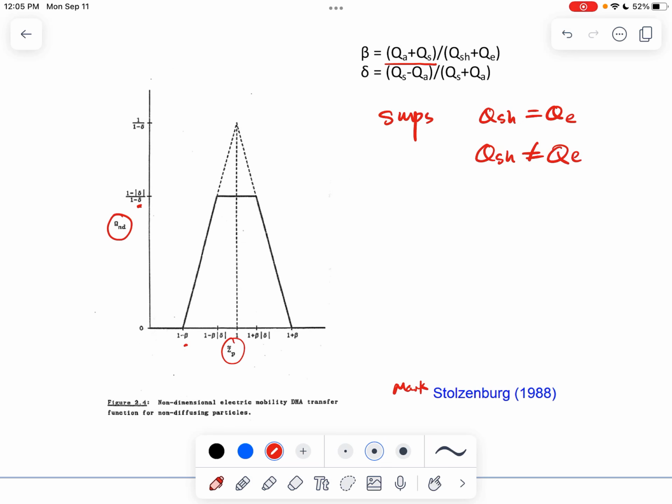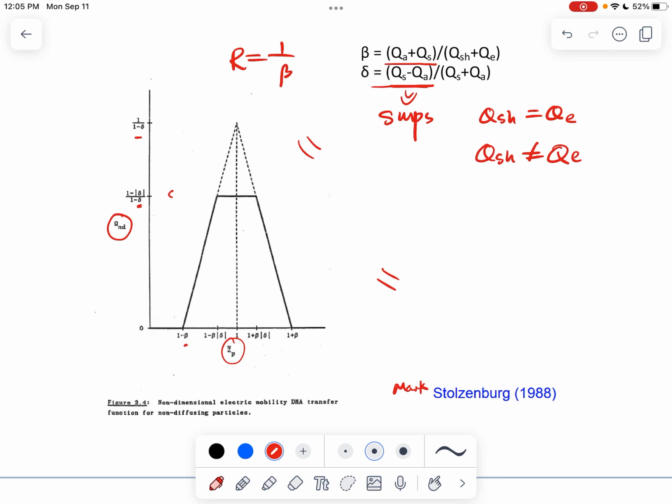The beta is just the flow ratio again. It's QA plus QS divided by Q sheath flow plus Q excess flow, right? It's the aerosol flow divided by the sheath flow. You can see earlier the resolution is just 1 over beta, right? And then delta here is caused by the difference in the flow rate of the aerosol inflow and the aerosol outflow.